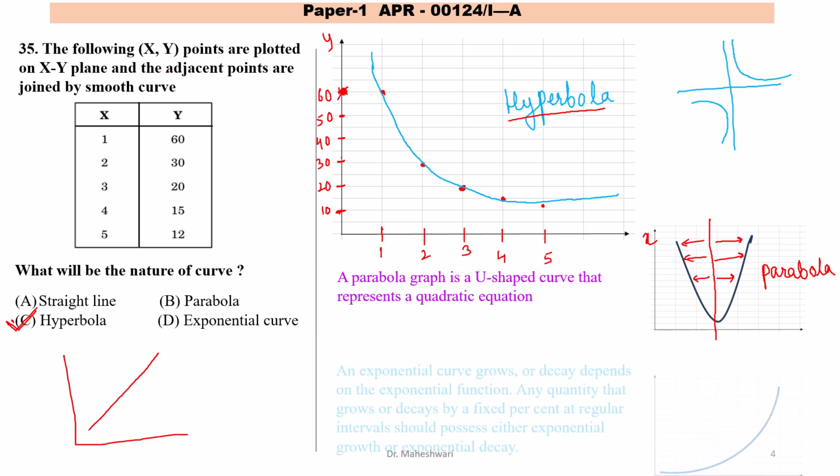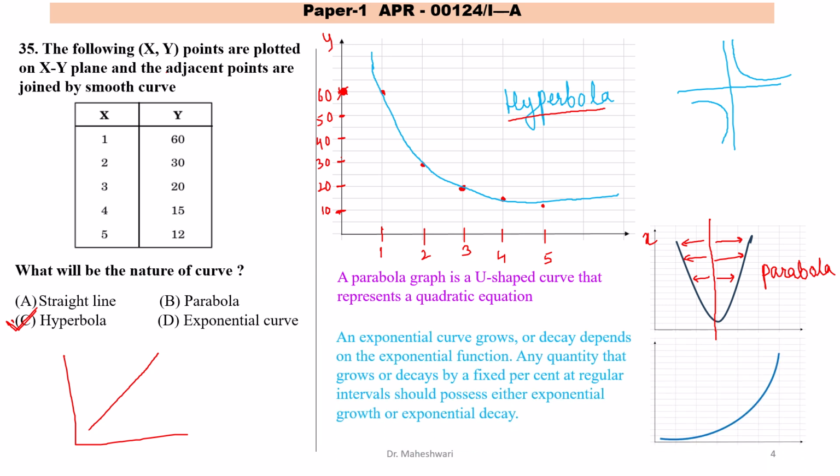And what is an exponential curve? Exponential curves are curves that basically depend on exponential factors or functions, that is growths and decays. So here you will find that at a regular interval the exponential growth will be there. So you will get such a type of curve, or even a decay curve you can get. But it is similar to your hyperbola. Only thing is, it is at equal intervals.